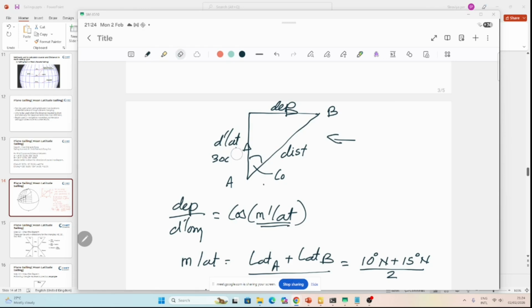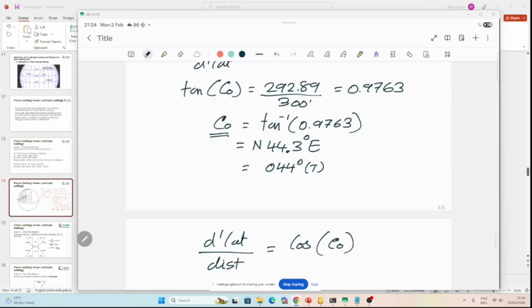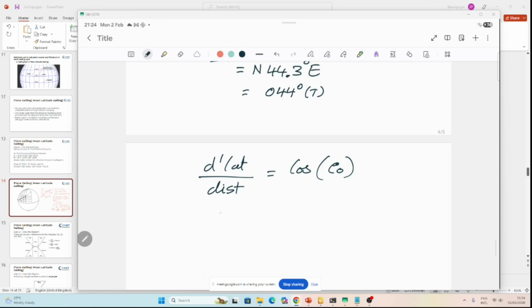Right. So dlat is 300. In this case, distance is equal to, let me convert, distance will go up, this one will come down. Okay. So distance is equal to dlat divided by cos. Okay, so dlat is 300.